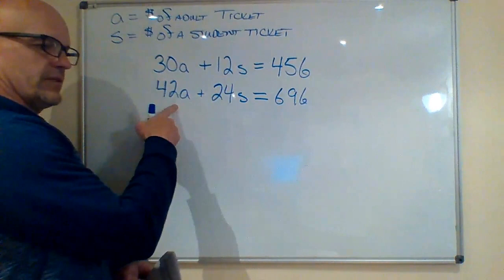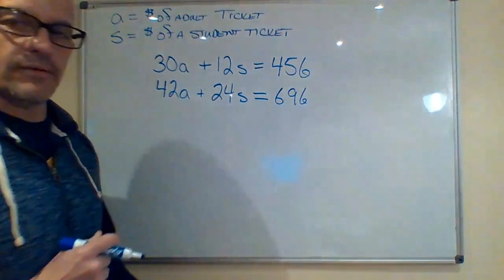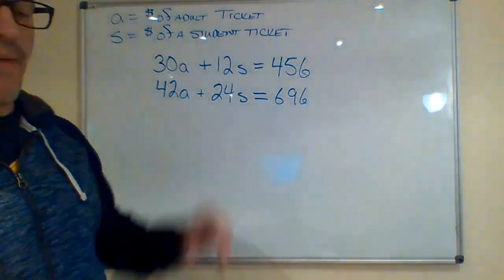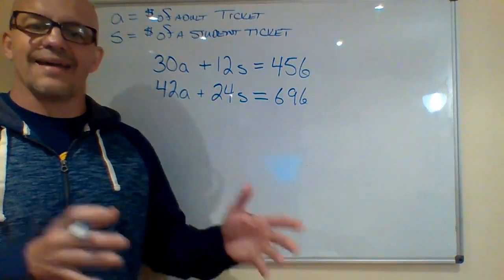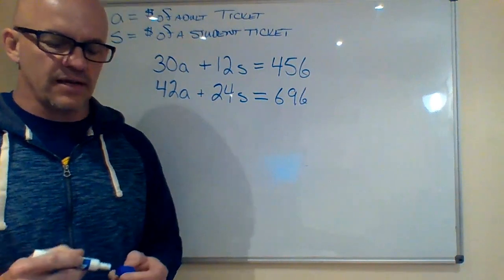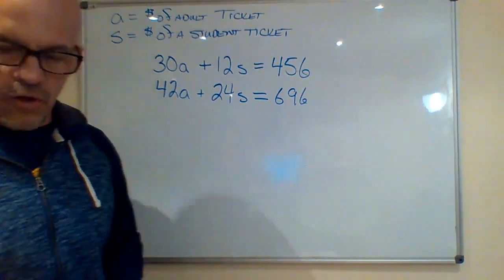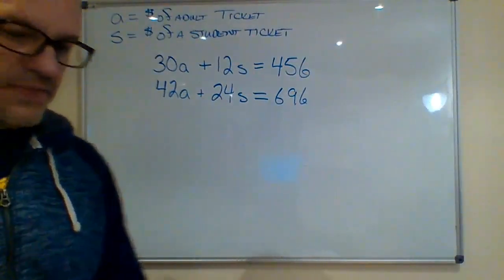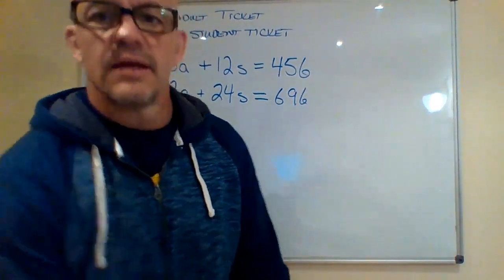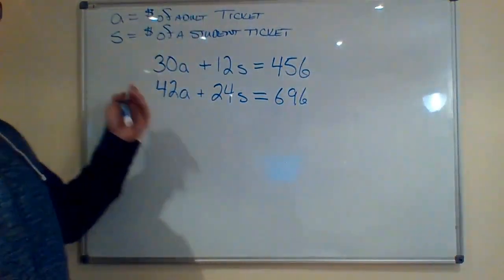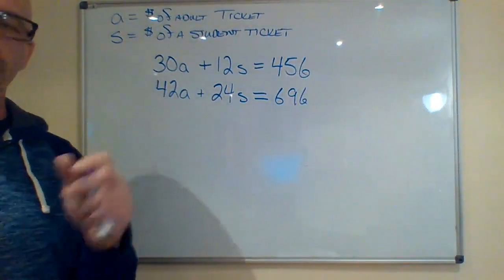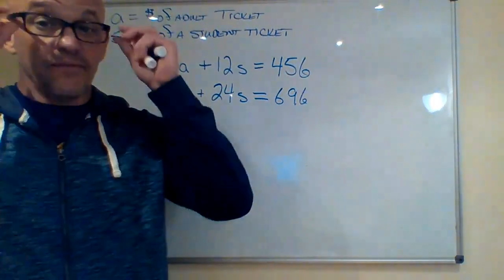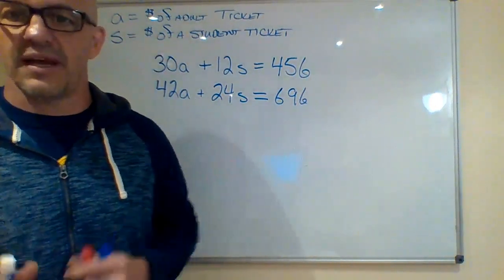So the amount of money made on the adult tickets plus the amount of money made on the student tickets will give me the total amount of money made. I now have two equations using the A and the S, the two variables that I've defined. I now have a system that I can solve. Given that this is in standard form, in other words, it's not solved for a variable, it's A and S, I'm probably going to go ahead and go with elimination here. I have a feeling you guys prefer that method the most anyway.